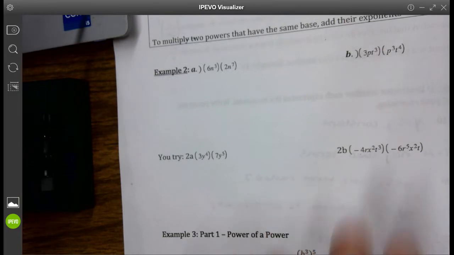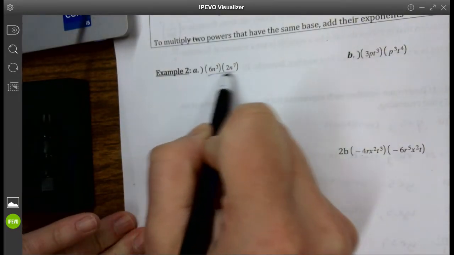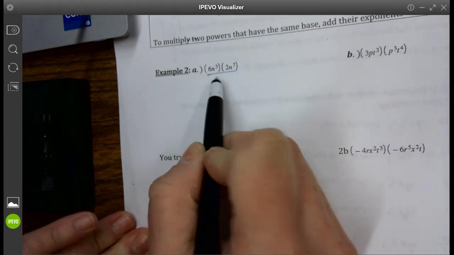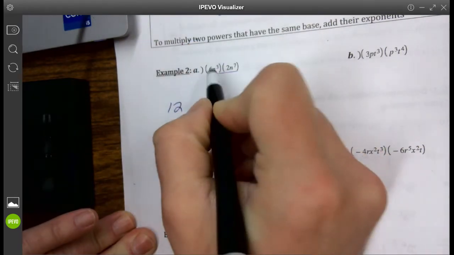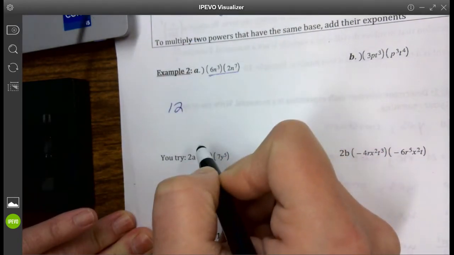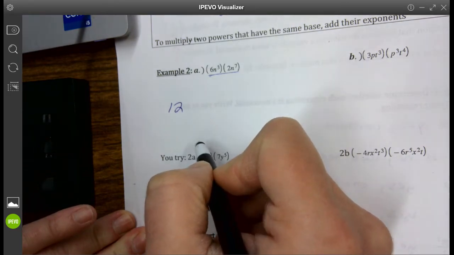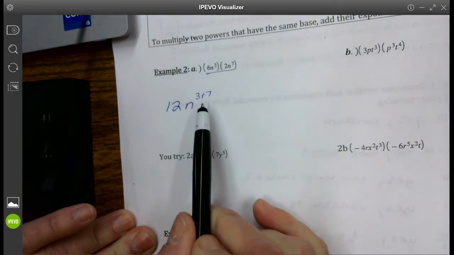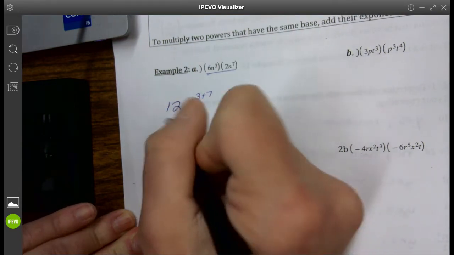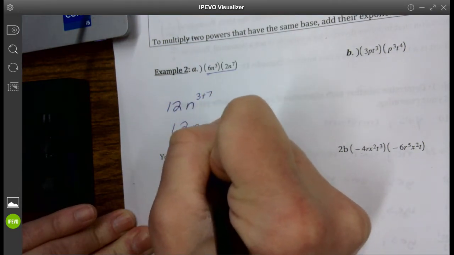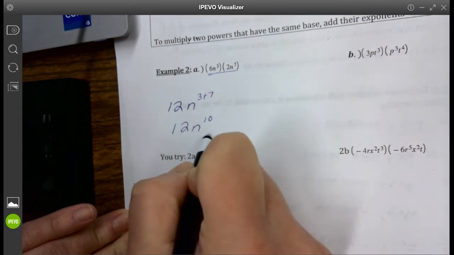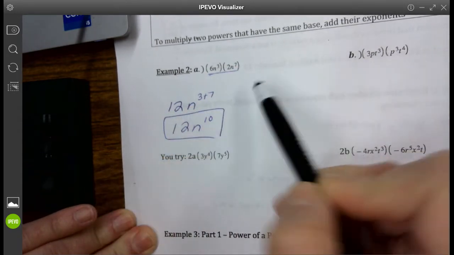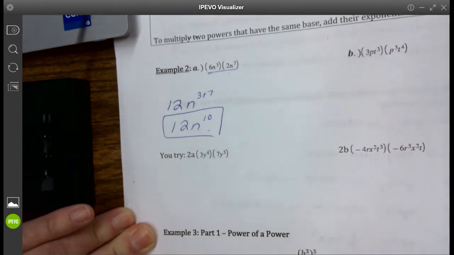So let's try some examples. Example 2, we're going to multiply these two things together. 6 times 2 is 12, n to the third, n to the seventh. They have the same base. You add your exponents. It's n to the 3 plus 7. Did I have to write that? Absolutely not. But I'm just showing you what I would be doing in my head if I wrote this as the answer. So you're more than welcome to write from here to here.